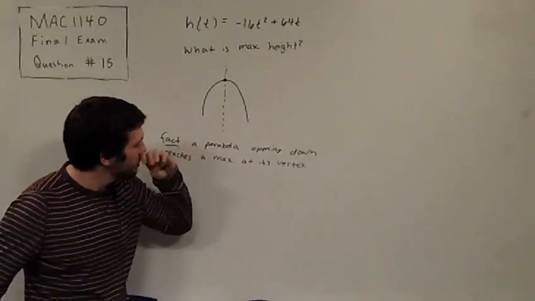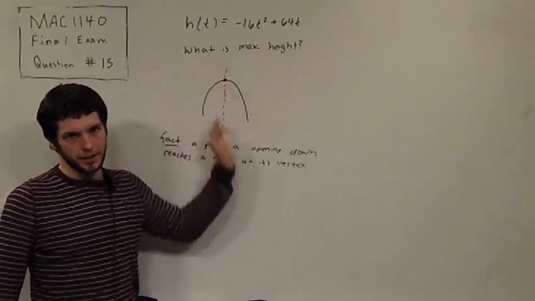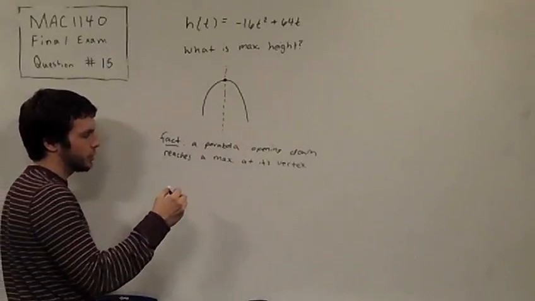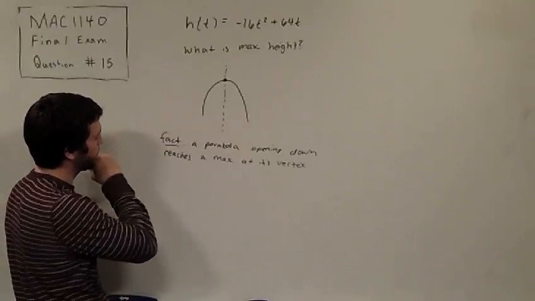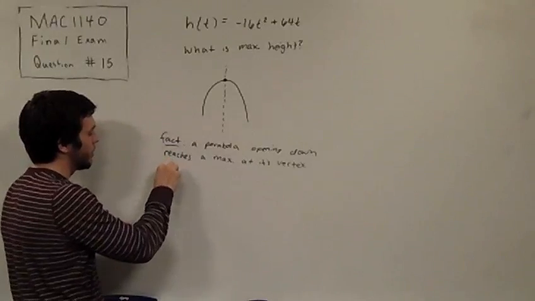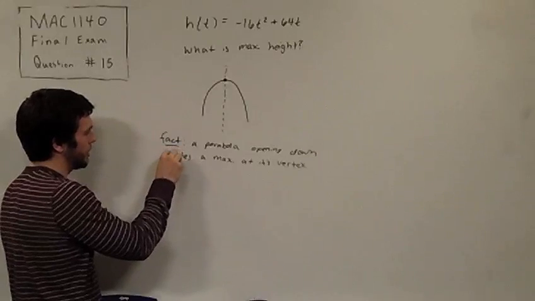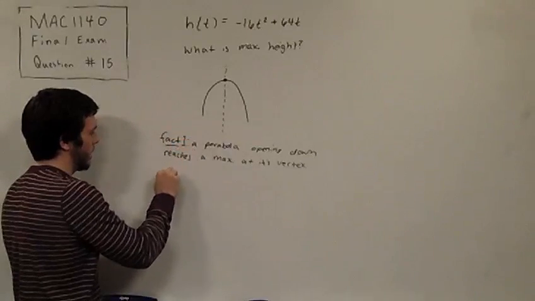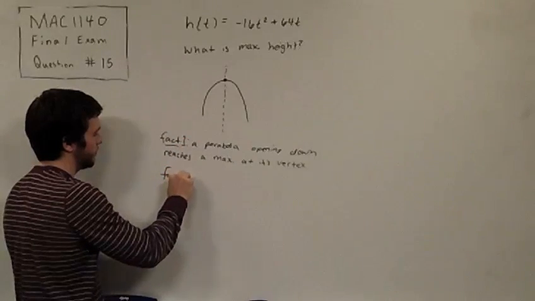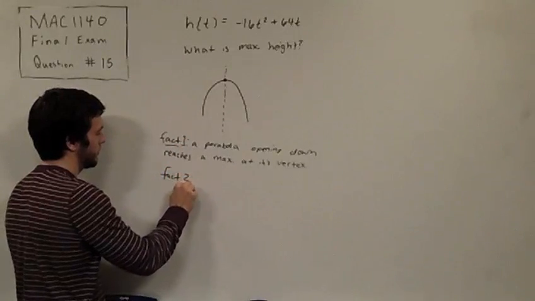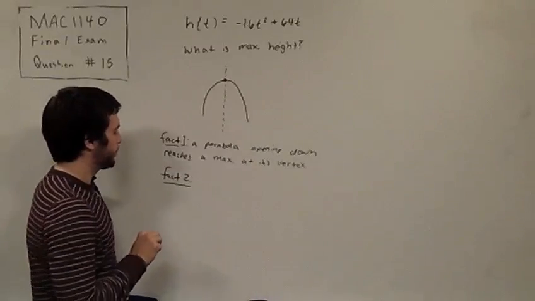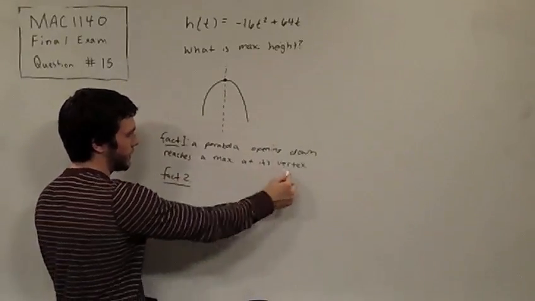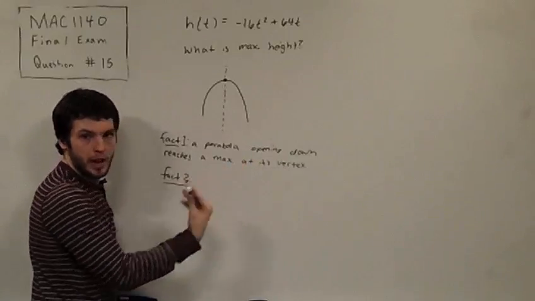As I alluded to, it's very heavily related to the axis of symmetry. So just to remind you about the axis of symmetry, and another fact that I'll put here, I'll write fact 1, and this will be fact 2. This leads off of fact 1. Fact 1 said at its vertex. Well, this fact 2 will be how to find a vertex.